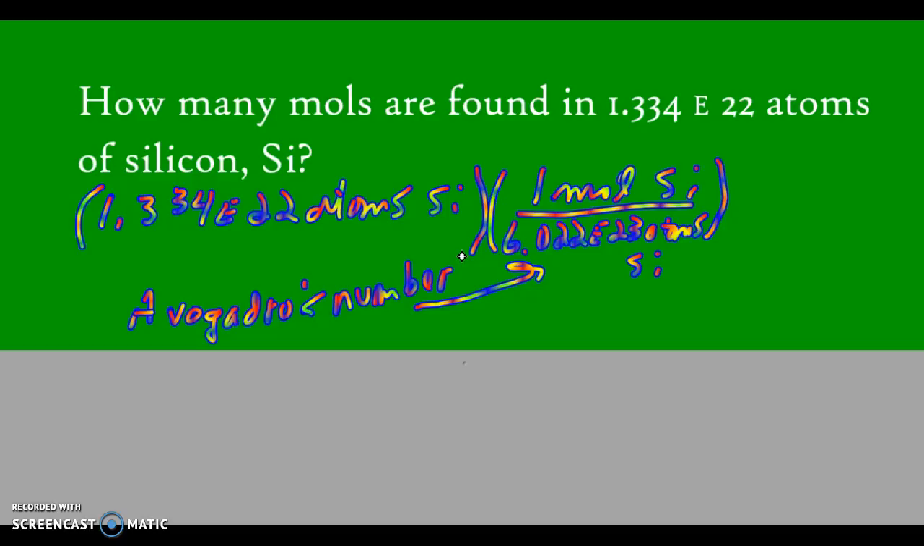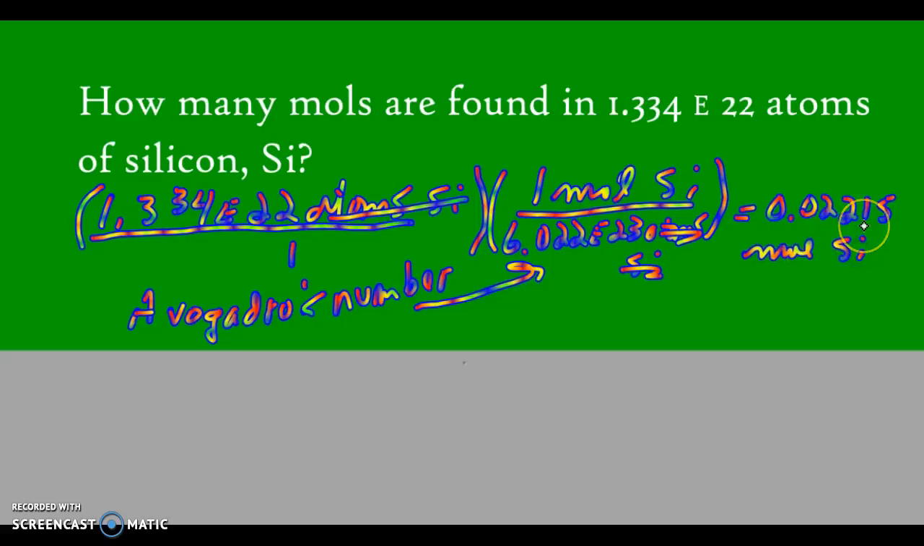So ultimately what this comes down to, if we think of this as being a fraction, we've done this before. We've got atoms in the numerator here. We've got atoms in the denominator over here. Atoms of silicon cancel. And it becomes a division problem. 1.334 times 10 to the 22nd divided by 6.022 times 10 to the 23rd. And we end up with 0.02215 moles of silicon. Notice, lads, I've labeled everything.